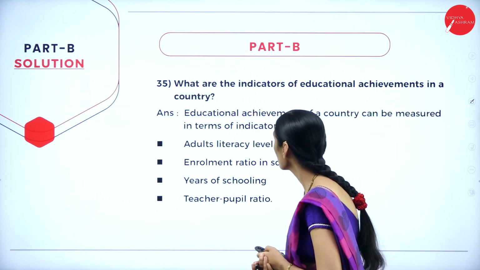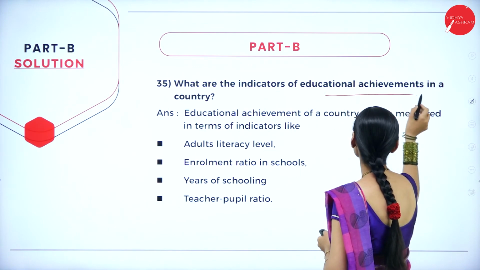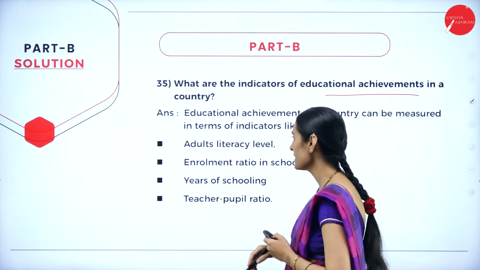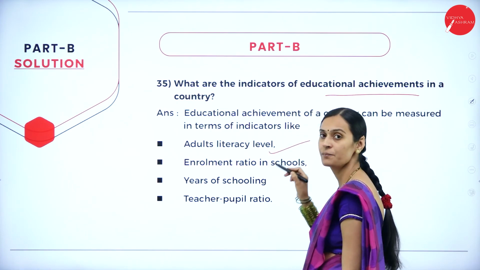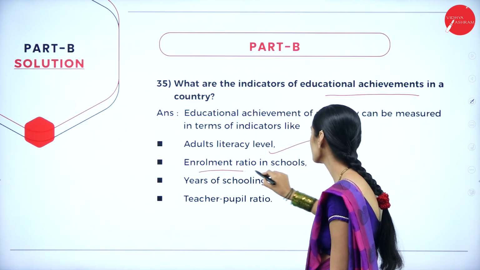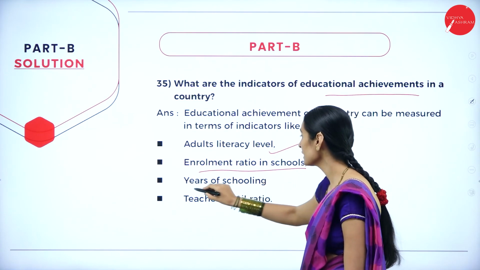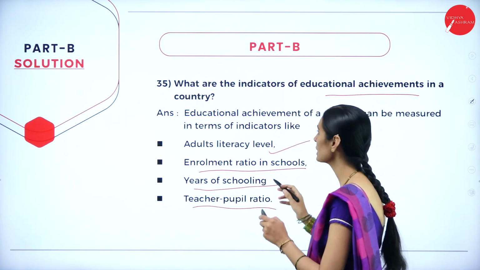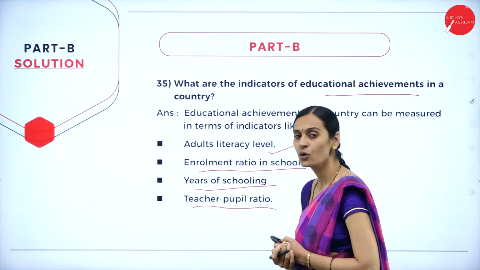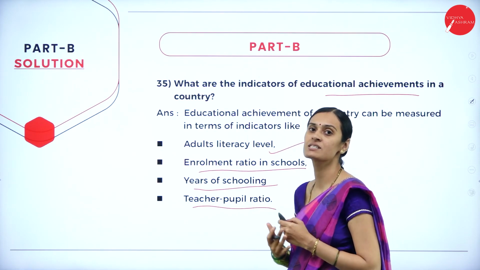And next one, what are the indicators of educational achievements in the country? As I already told, it is adult literacy level, enrollment ratio in school, years of schooling, and teacher pupil ratios. So these are the 4 important indicators which tell about the educational system.